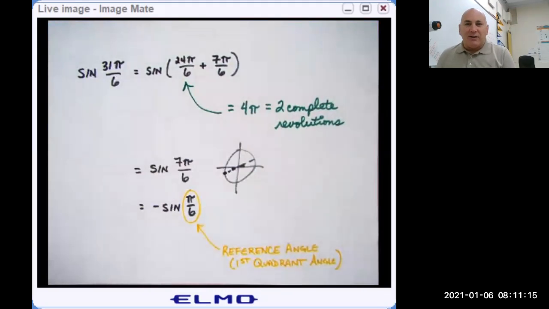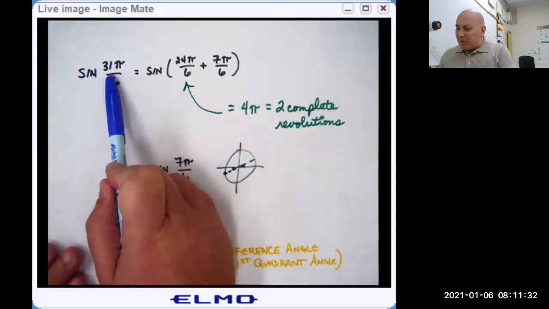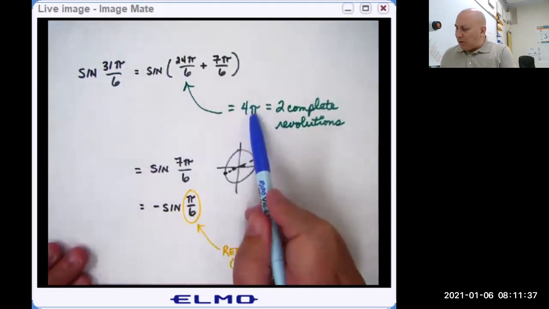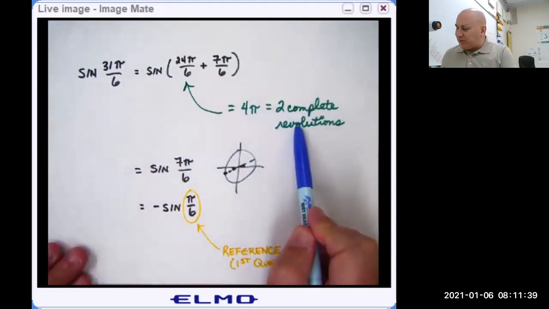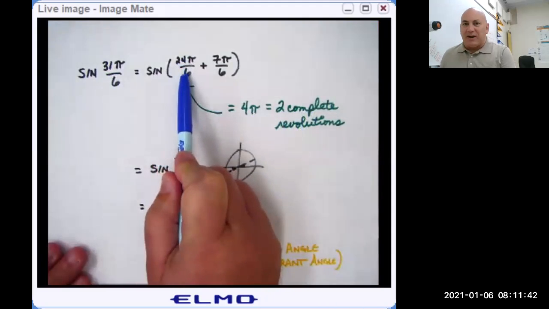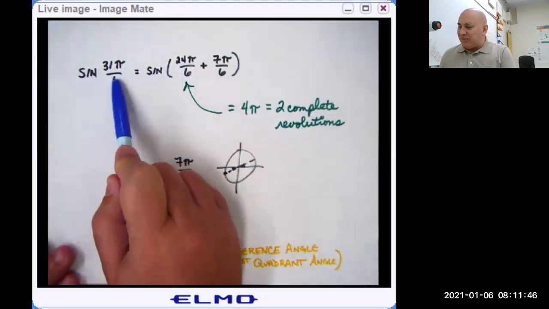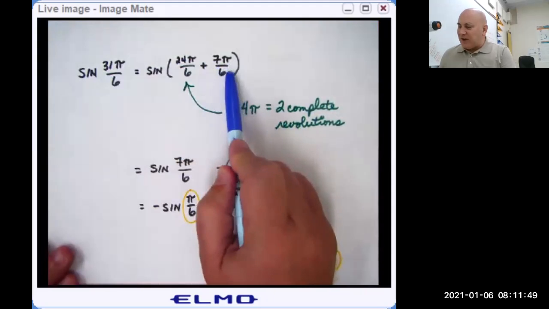Well, a first quadrant angle is going to be a reference angle, because if you think about it, a reference angle is the acute angle, which is a first quadrant angle, that the terminal side of an angle makes with the x-axis. So I'm going to take 31 pi over 6, and I'm just going to pull out complete circles. So 4 pi is 2 complete circles, and 4 pi is 24 pi over 6. So what I'm left with is sine of 31 pi over 6 is the same as the sine of 7 pi over 6.